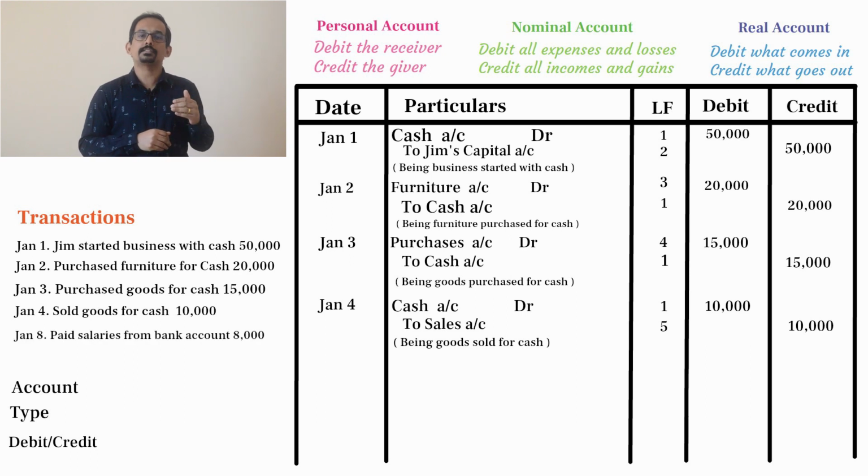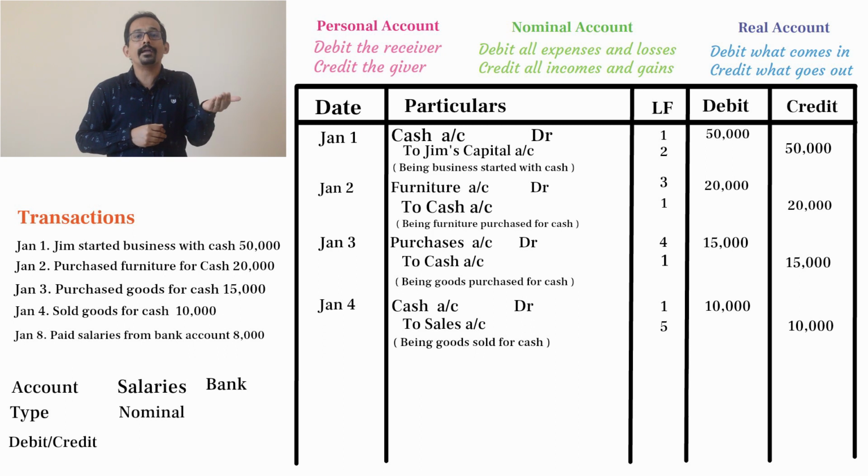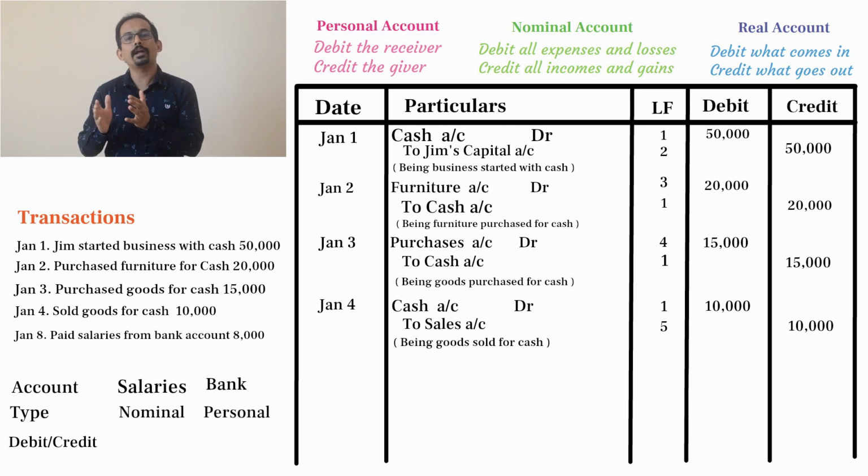Now another transaction, January 8th, paid salaries from bank 8,000. Here salary is one account and bank is another account. Salary is an expense which falls under the nominal account category, and bank is an artificial person falling under the personal account category. So here, how do we frame our entry?